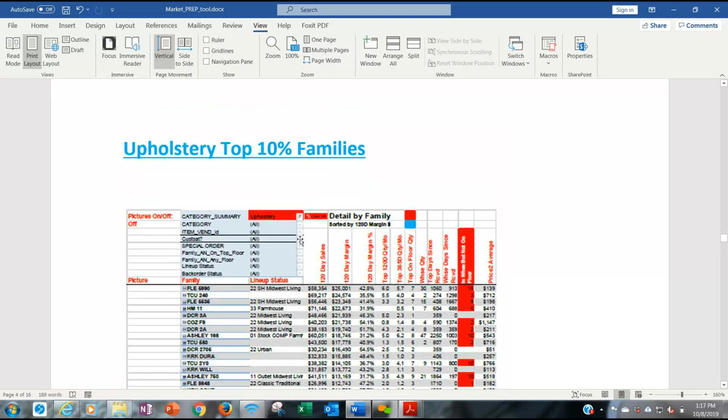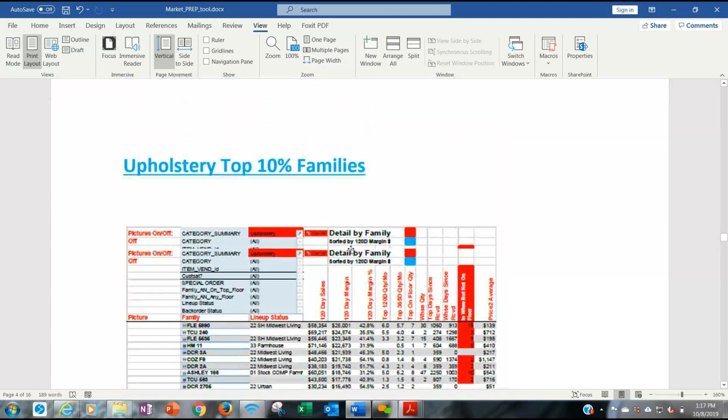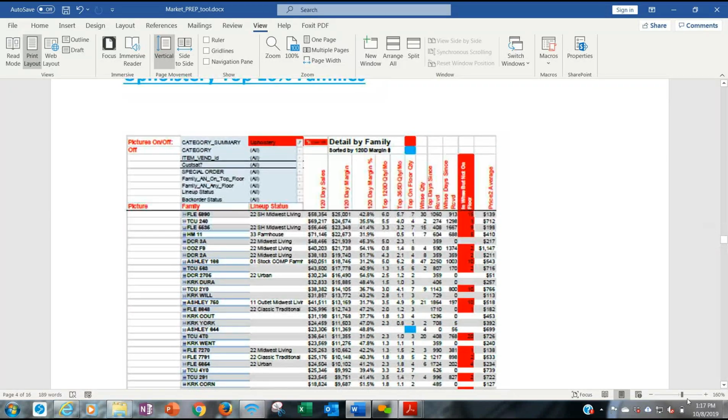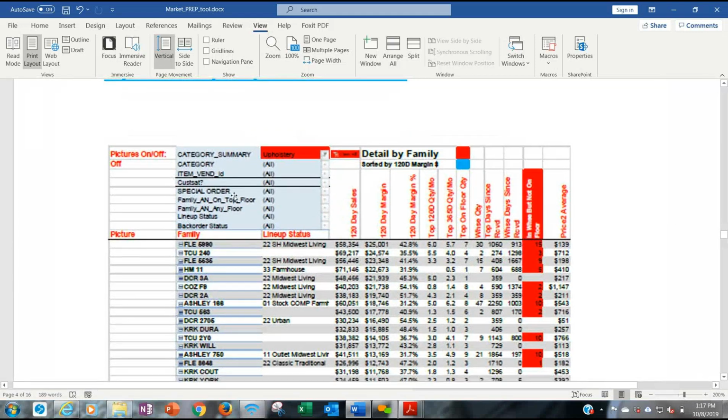And then this is getting into the detail by family view. It may be a little hard to read based on how I did the copy and paste. What I did here, again, is look at upholstery. This is in the detail by family view. You can see in the upper left for category summary, I selected upholstery.